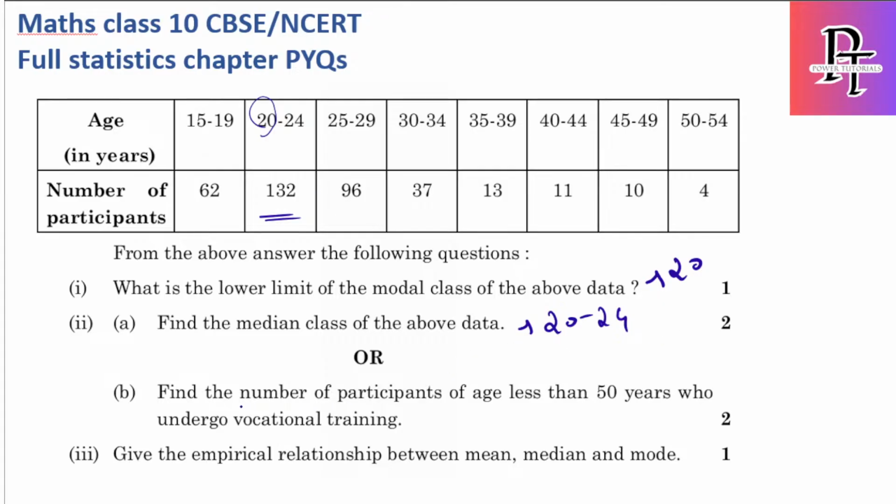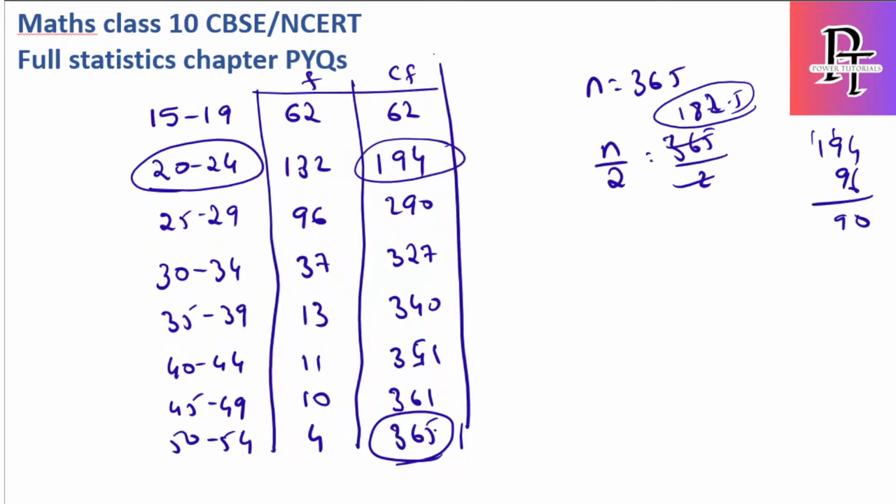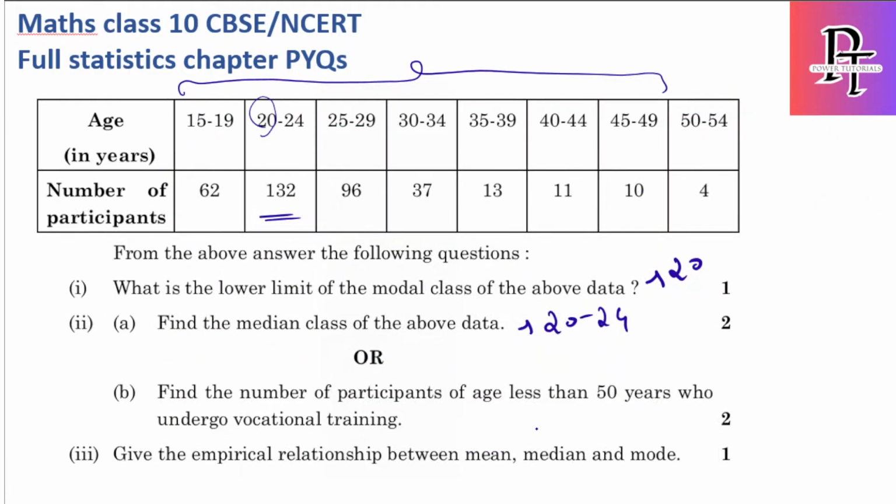Okay, then find the number of participants of age less than 50 years who underwent vocational training. Less than 50 means you add all these values till here, because only 4 values are greater than 50, that is 50 to 54. If I subtract 4 from the total 365, I get 361 participants who are less than 50 years. So the answer is 361.